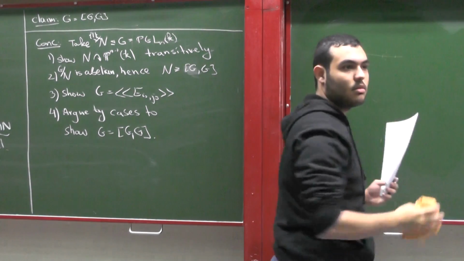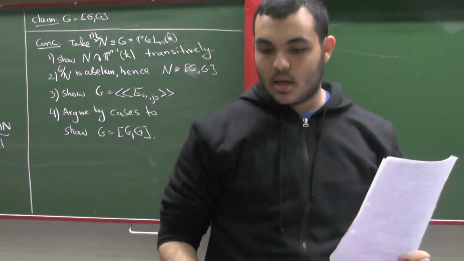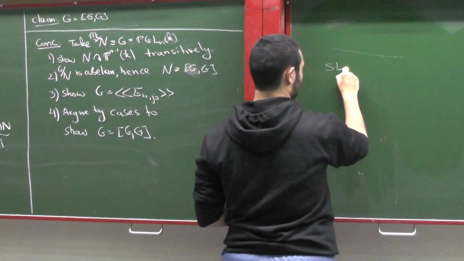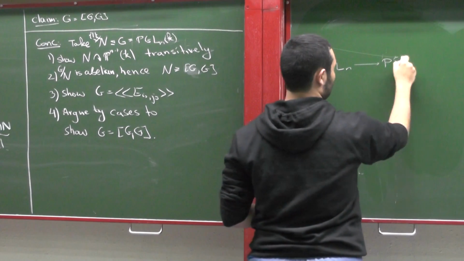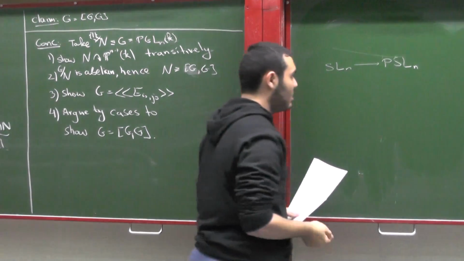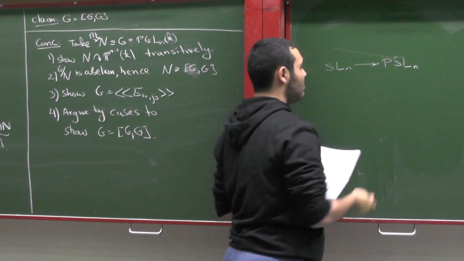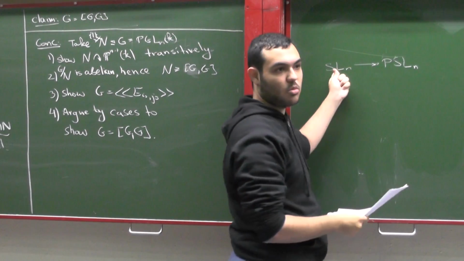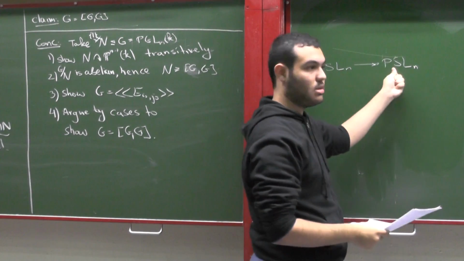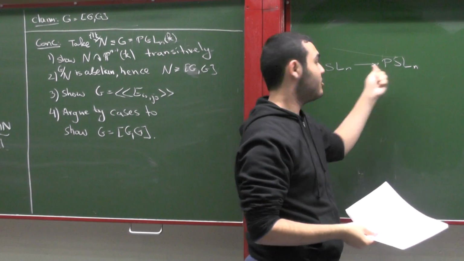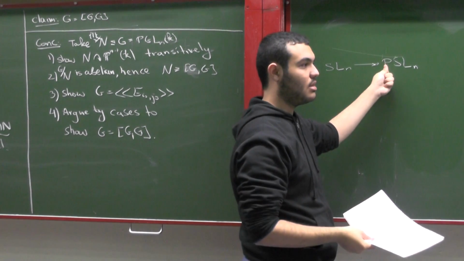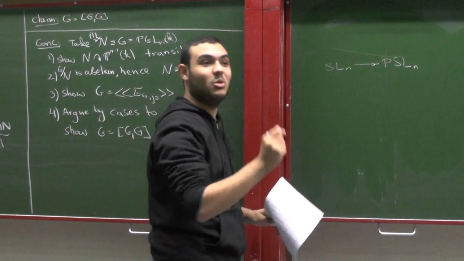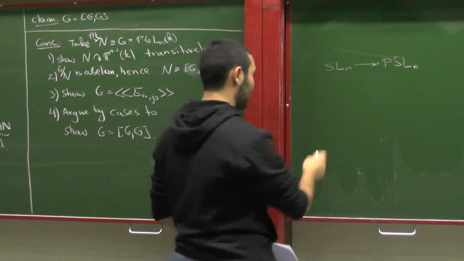Can you just say about SL instead of PSL? Well, you have this projection, SL and PSL, and then you know it's projected. If you have a normal subgroup here, then its image here is a normal subgroup. It's contained in the kernel of this projection, which is exactly the scalars. Okay? So, almost.